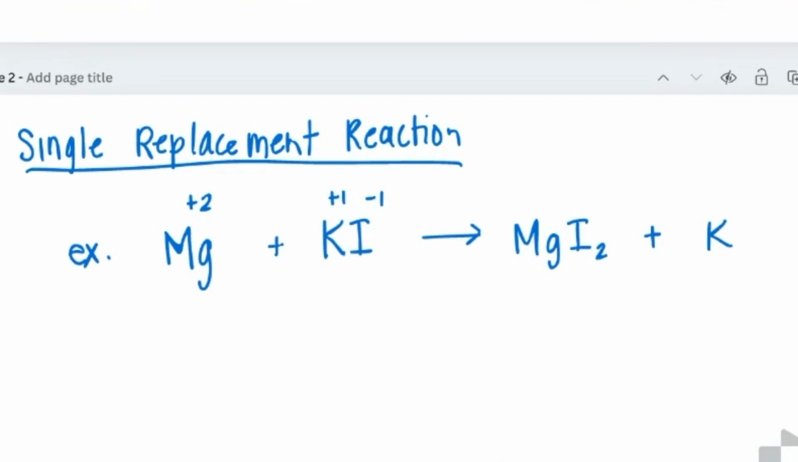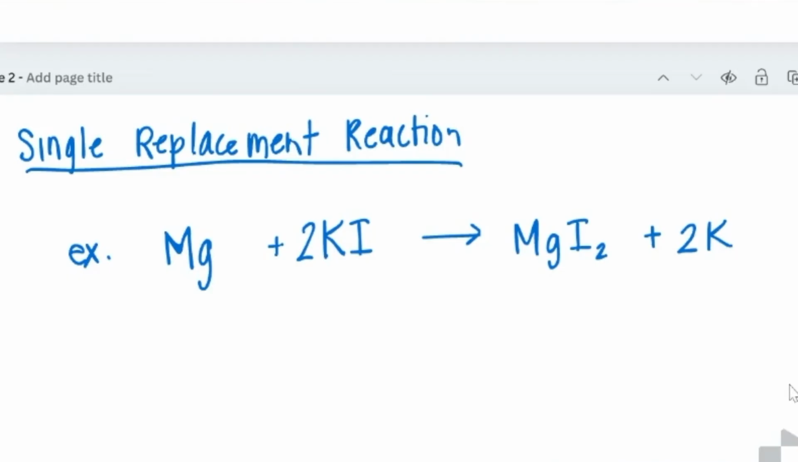After you have everybody stable, we still have to balance these equations using coefficients to show the conservation of mass. So I am going to put a 2 in front of my KI and a 2 in front of my K. If you're not sure on the balancing part of it, check out my earlier video that goes through balancing equations and how and why we do that.